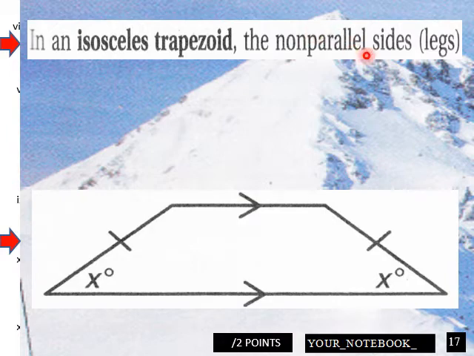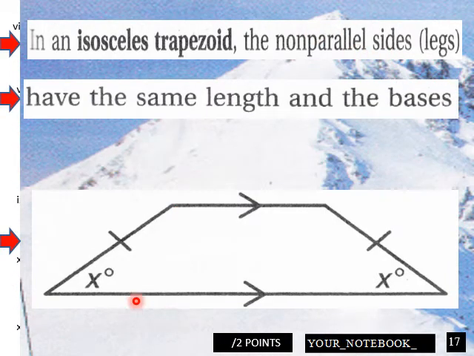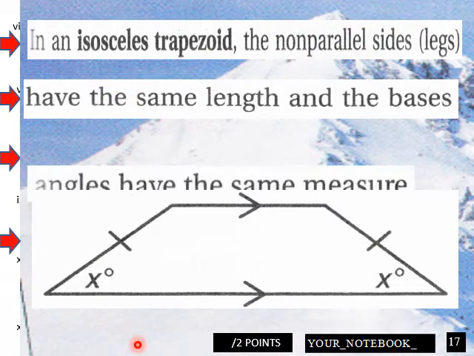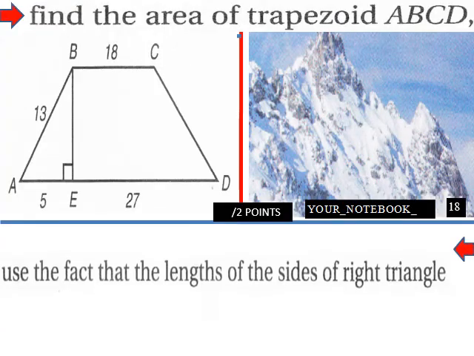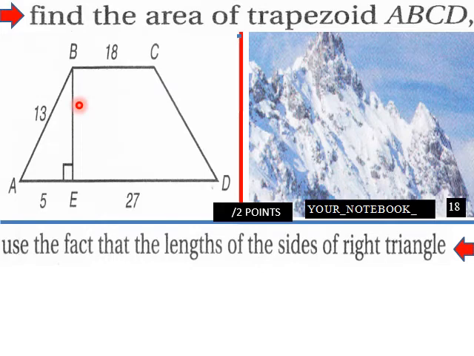Isosceles trapezoid: non-parallel legs. The non-parallel sides, the legs, have the same length, and the base angles have the same measure. So these base angles here are similar. Now find the area of this trapezoid here, ABCD.